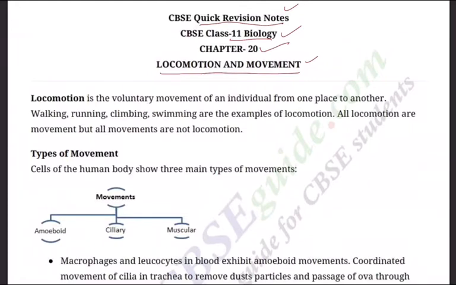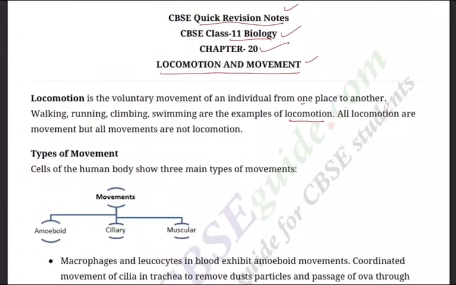What is locomotion? It is the voluntary movement of an individual from one place to another. So walking, running, climbing, swimming are examples of locomotion. Even you must have seen that the animals show locomotion, whereas plants, leaving aside hydrophytes, land plants, they don't show locomotion, but they show movement. That is the swing of the branches of the trees. So you must have that clear-cut difference between locomotion and movement.